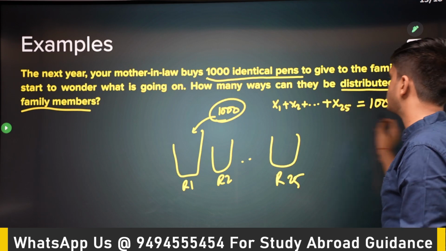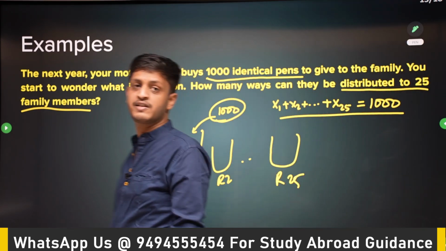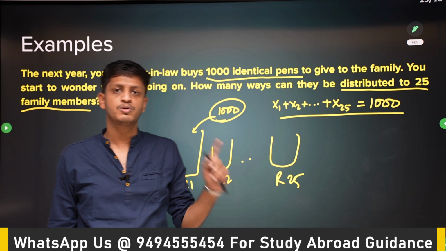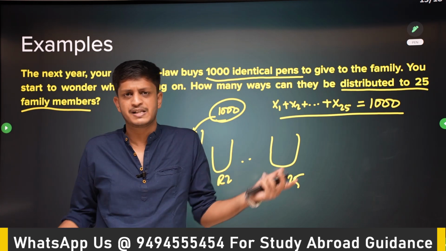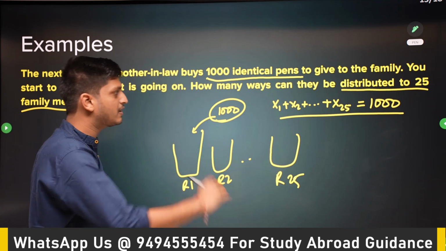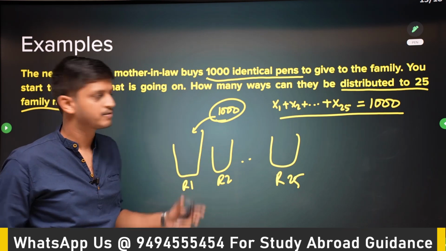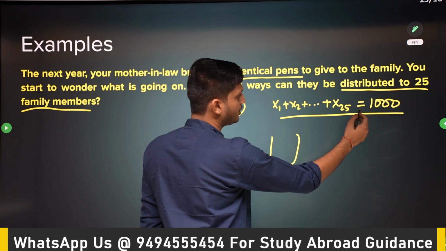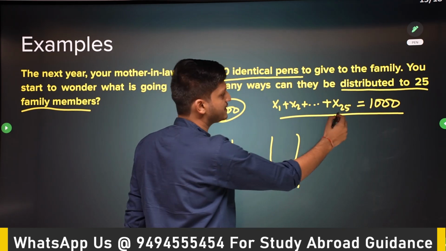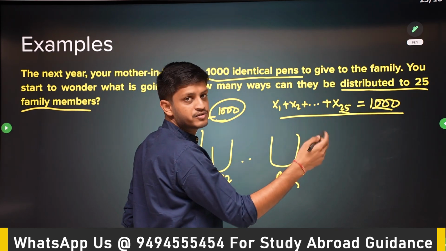So how many solutions are there to this equation, where x1, x2 up to x25 can be greater than or equal to 0, right? Any number of pens can go to any relative. So the number of different solutions to this equation will be the number of ways in which you can distribute. So this will be equal to what? n plus r minus 1. So this is n, this is r. So n plus r minus 1, choose n minus 1.